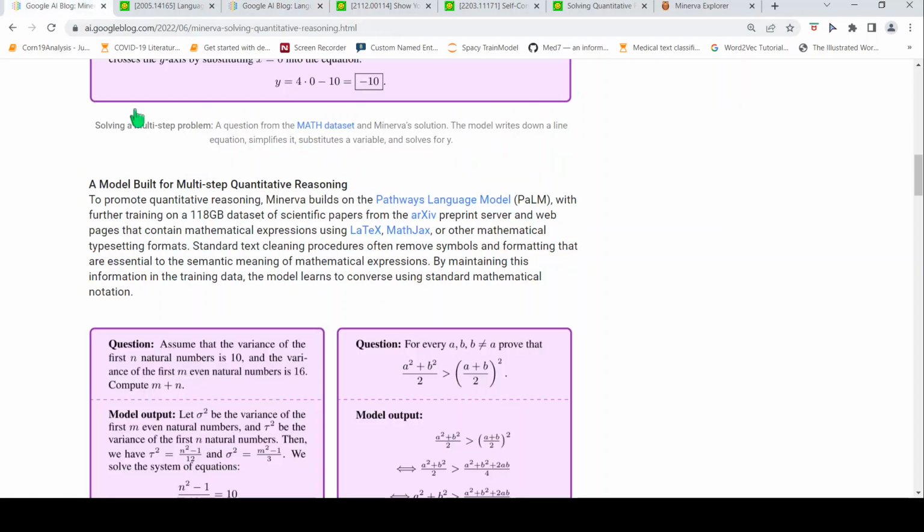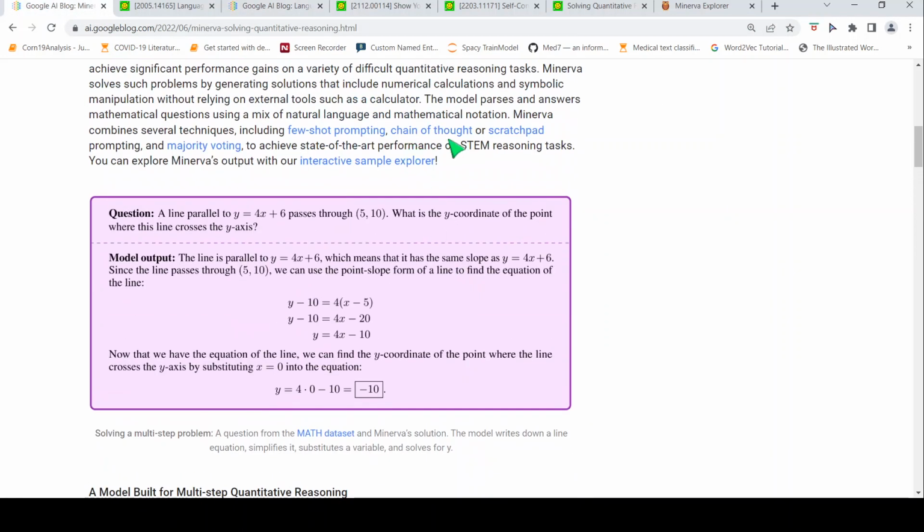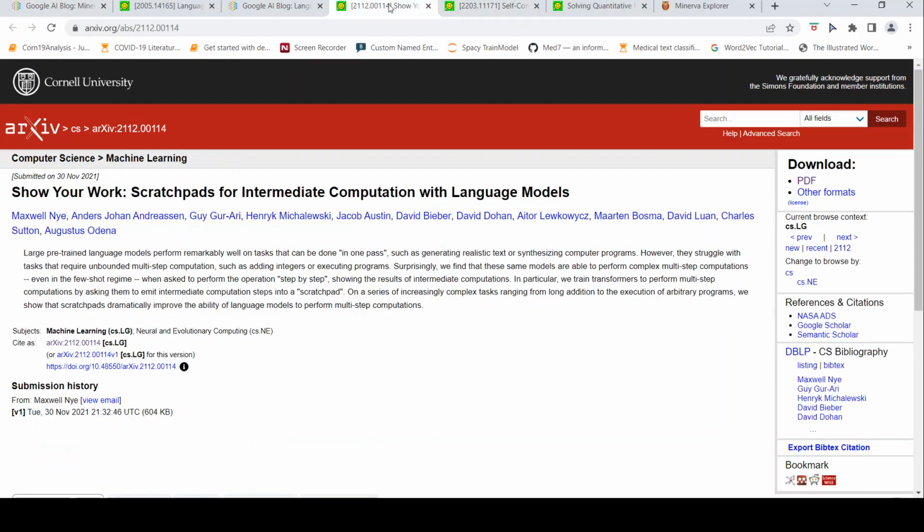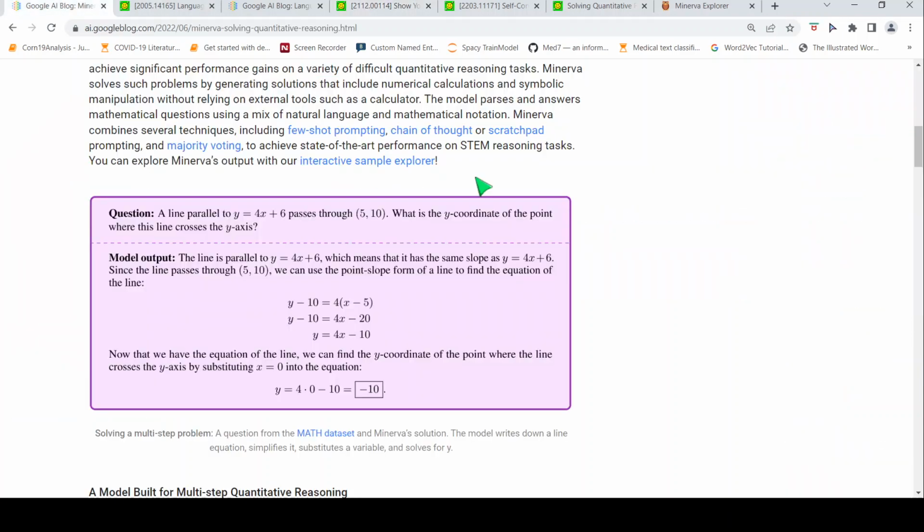So that is what has been used over here, along with other techniques like scratchpad prompting. So if you look at scratch pad prompting, it is some kind of giving a memory or a scratch pad to a model whereby intermediate steps are, basically a problem is solved step by step. Okay, they train transformers to perform multi-step computations by asking them to emit the intermediate computation steps into a scratch pad, and using this they try to solve. Okay, so here a combination of all these different techniques is used.